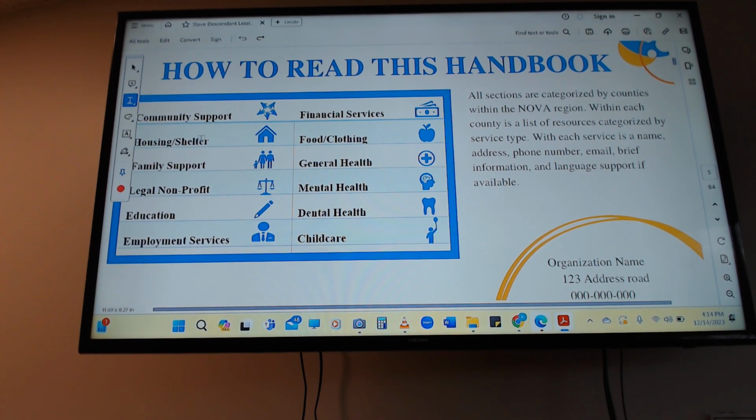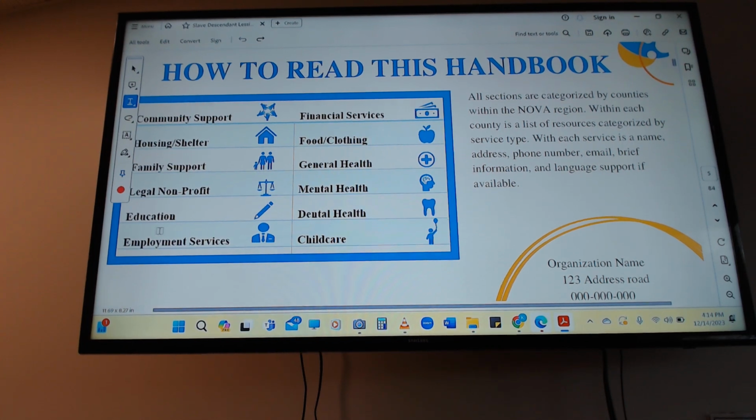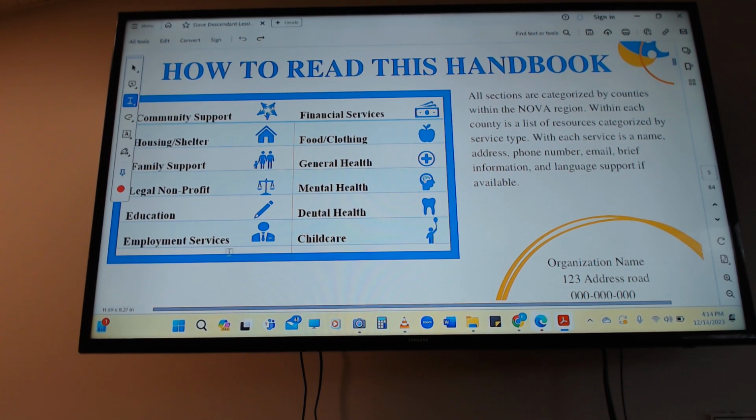We can fix that. Family support, legal nonprofit, so you can get legal services, education, employment services, definitely employment services is in this book. Financial services, food and clothing, general health, mental health, everything you need is right here. You just need to make your own book for the slave descendants.